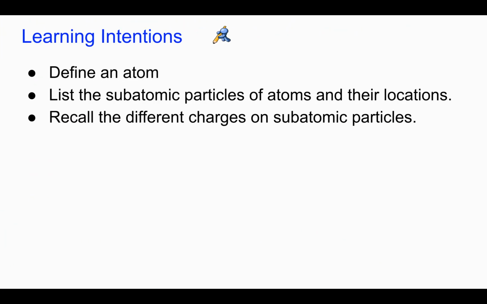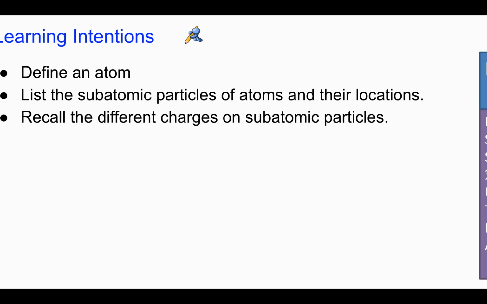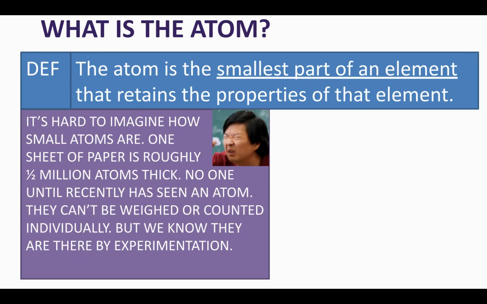So our job for today, well, we mightn't get all of this done, but we'll certainly get a start on it. We want to look at defining an atom. So what is an atom really, as a definition? We want to look at what we call the subatomic particles of atoms and their locations. And if we get to it, we might have a look at the charges on different subatomic particles. That's related to electricity, but we're just going to look at the charges, and that'll make sense as we go on.